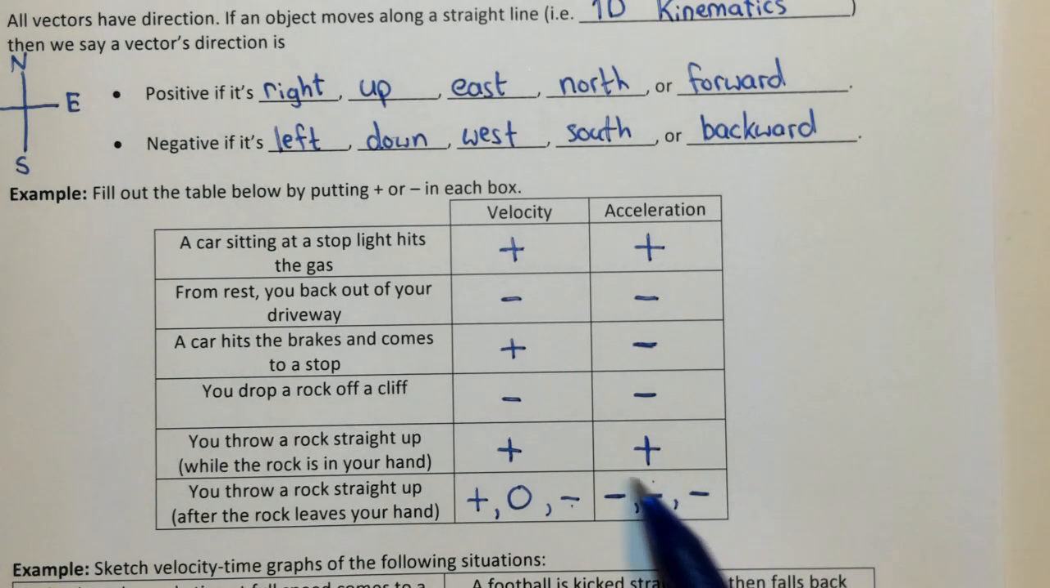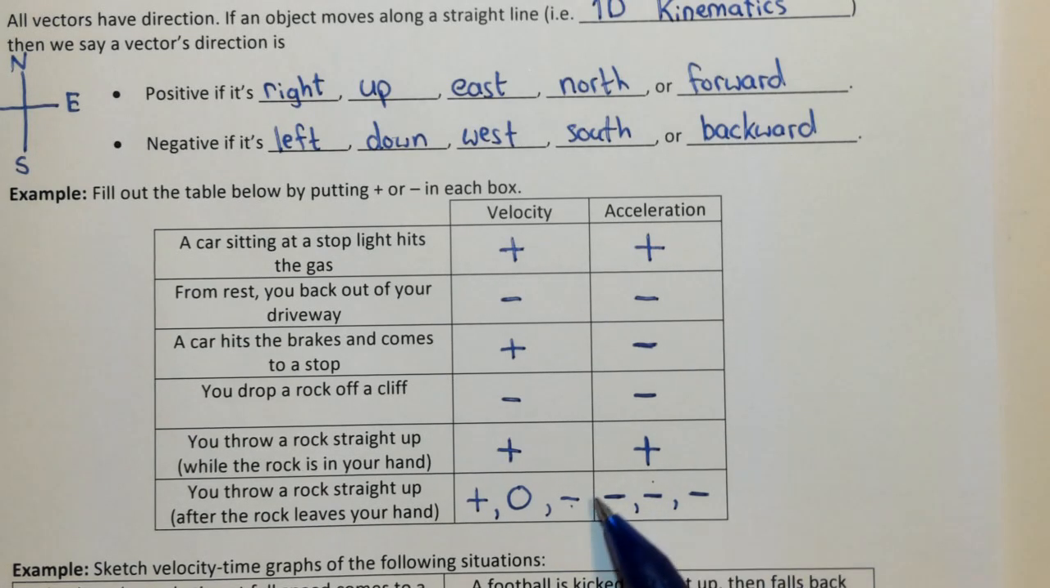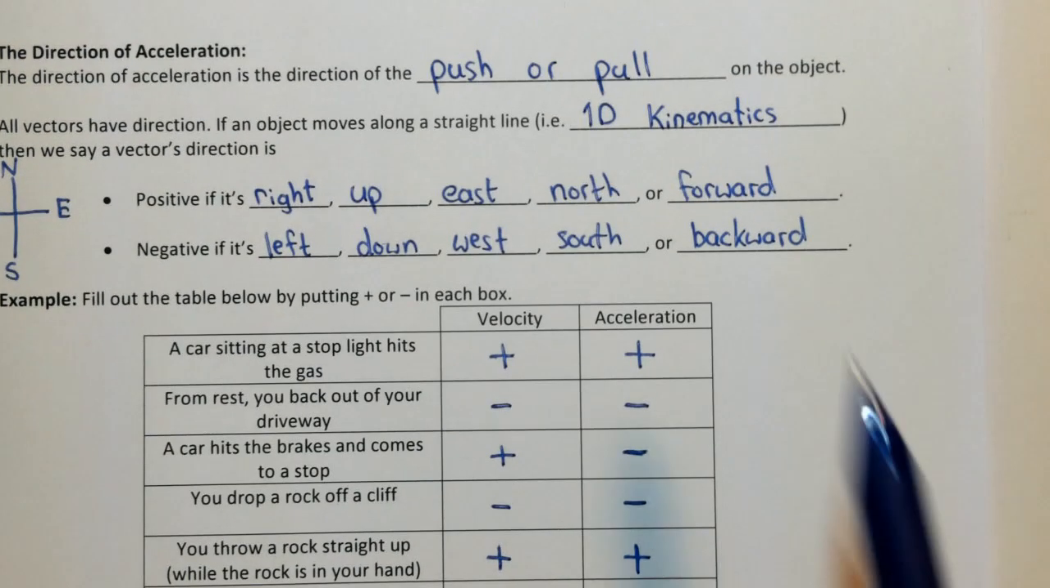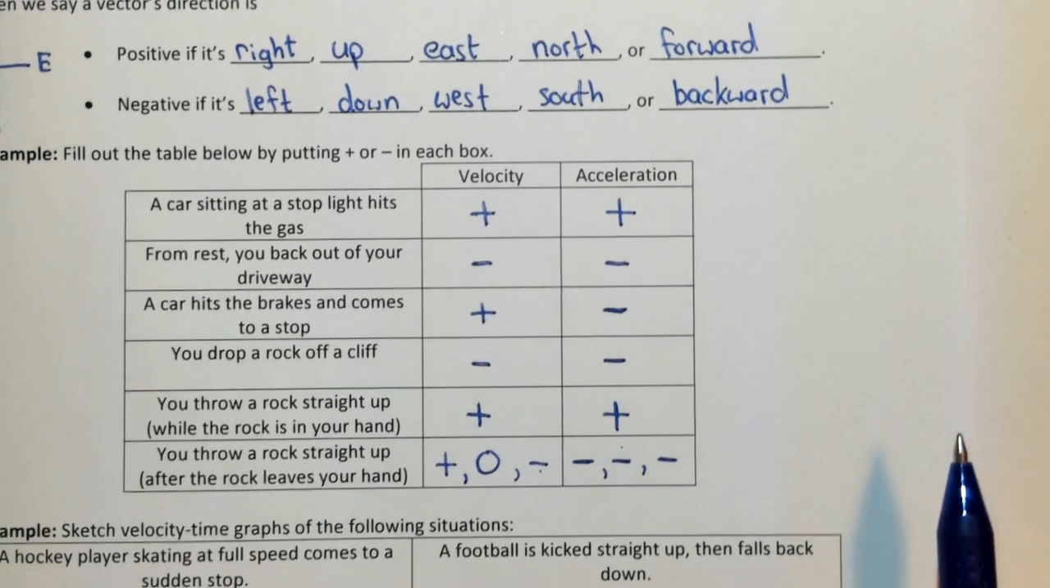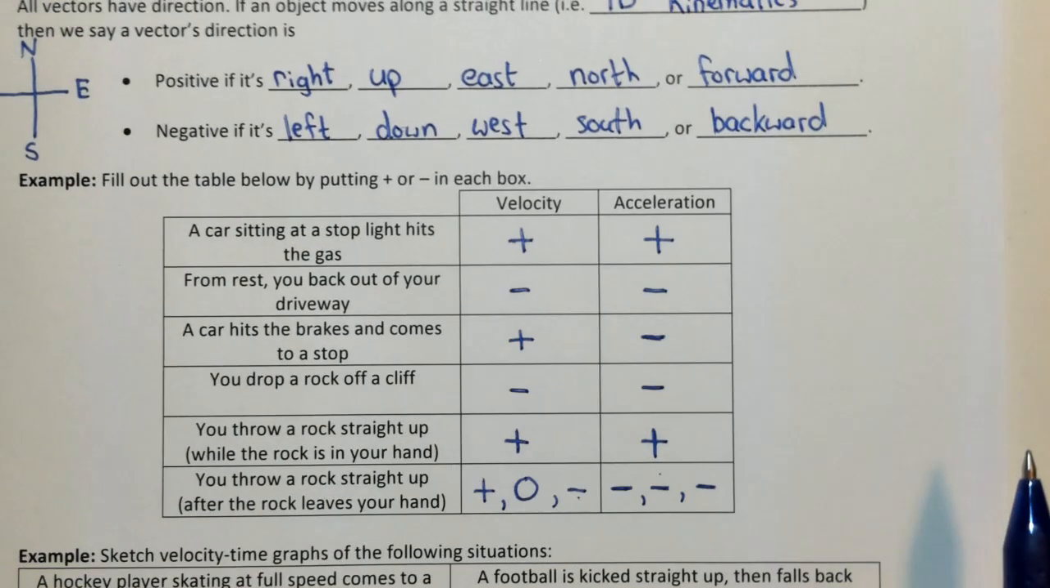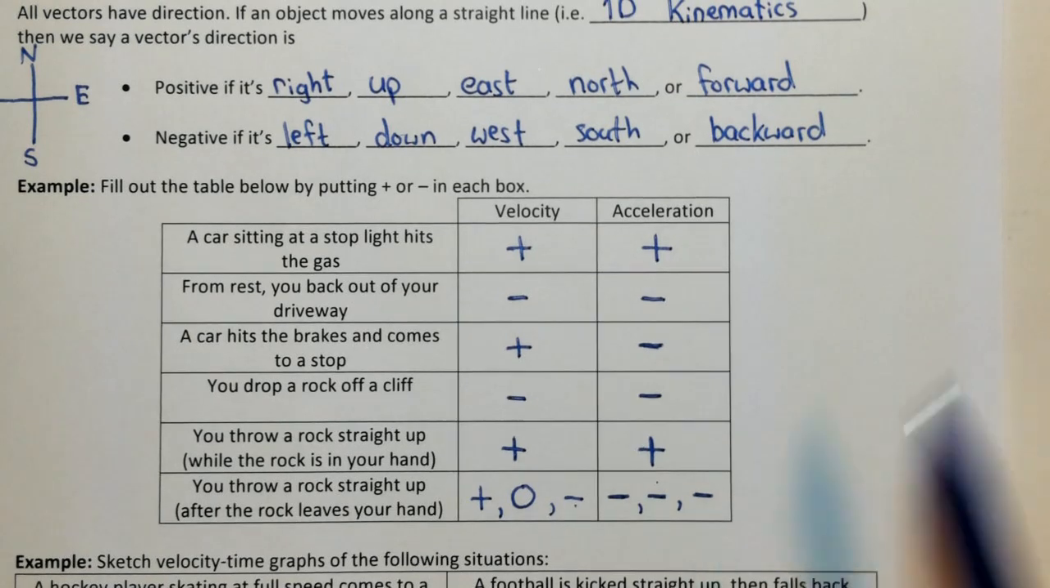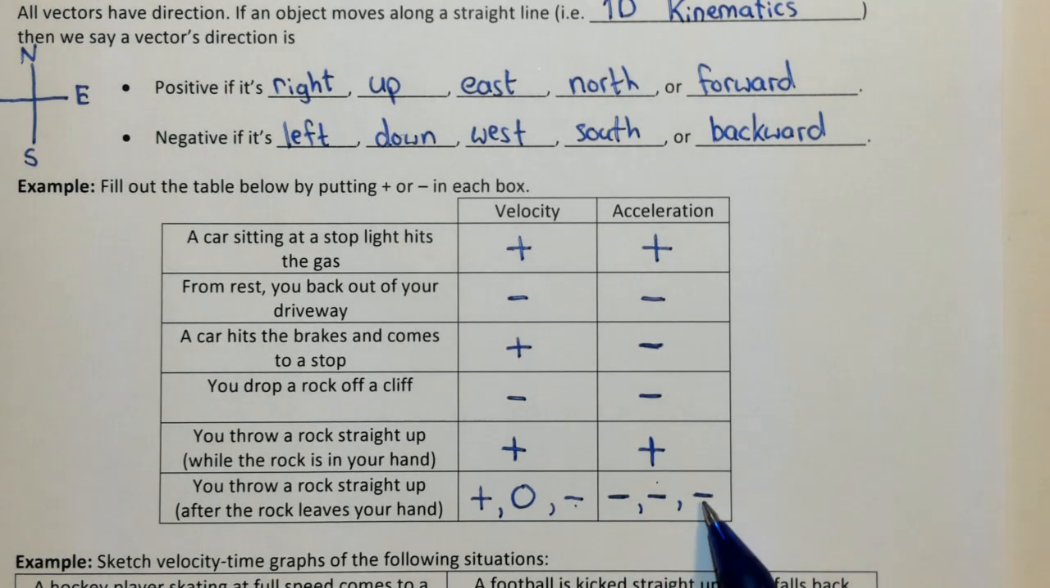The other interesting thing here is when you're throwing something in the air, it doesn't matter whether it's on its way up or at the very top or coming down, the acceleration is always negative. And that makes sense if you think about it, because the acceleration comes from the push or the pull. And when you throw something in the air, there's only one push or pull. That's gravity. And it's always down. Doesn't matter which way the object is going.